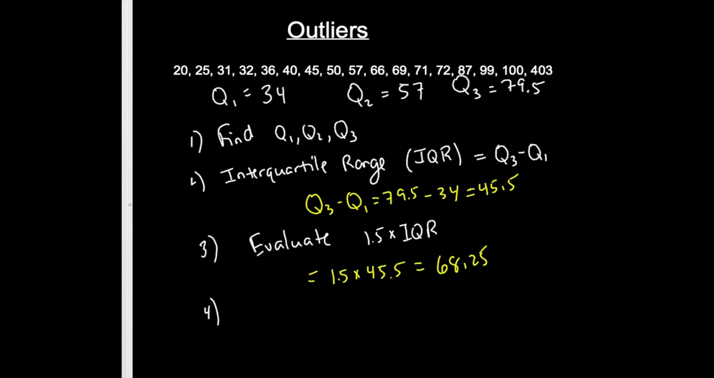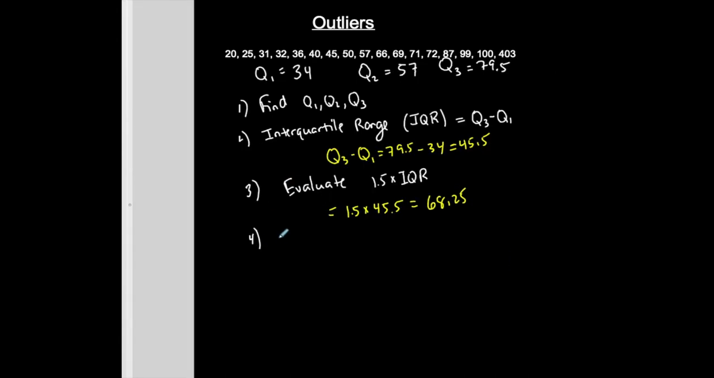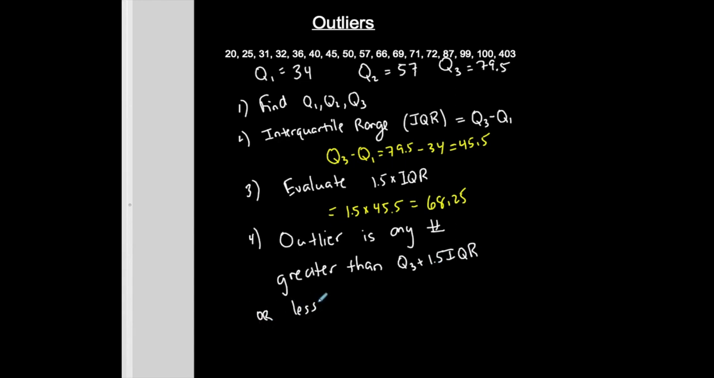Last step, step four. So an outlier, that's not Q, I meant O. An outlier, okay, is any number either greater than Q3 plus 1.5 IQR, or less than Q1 minus 1.5 times IQR.